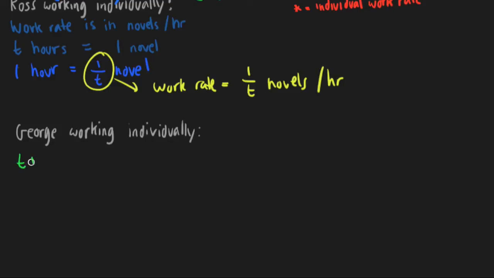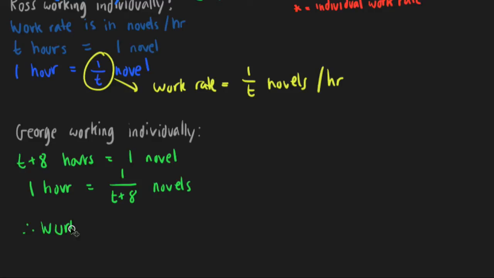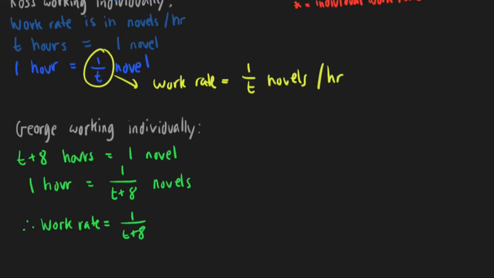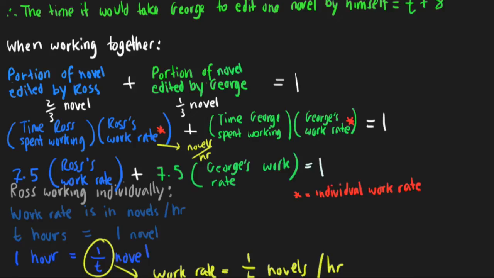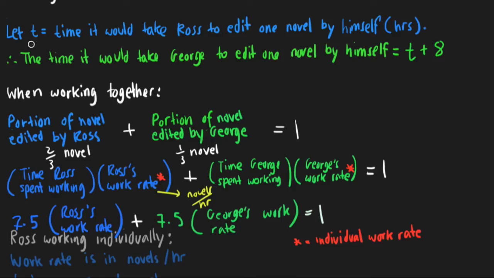So George takes t plus 8 hours to complete 1 novel. That means that in 1 hour, he would complete 1 over t plus 8 novels. Therefore, his work rate is 1 over t plus 8. Okay, so again, t plus 8, just to remind you, because we figured out over here that if Ross takes t hours to edit a novel, George is going to take t plus 8.